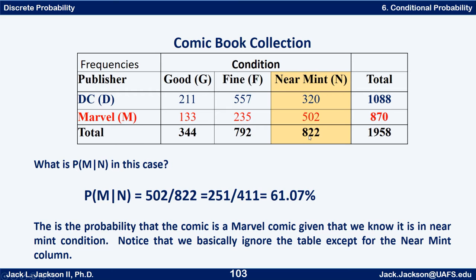So this time the total is 822 and the numerator is 502. 502 is the amount we know are near mint. How many of those are Marvel? 502. And so the relative frequency there is 502 over 822, which is the probability that we draw one that is Marvel if we're drawing just from the near mints. That reduces to 251 over 411 exactly, and approximately 61.07%.